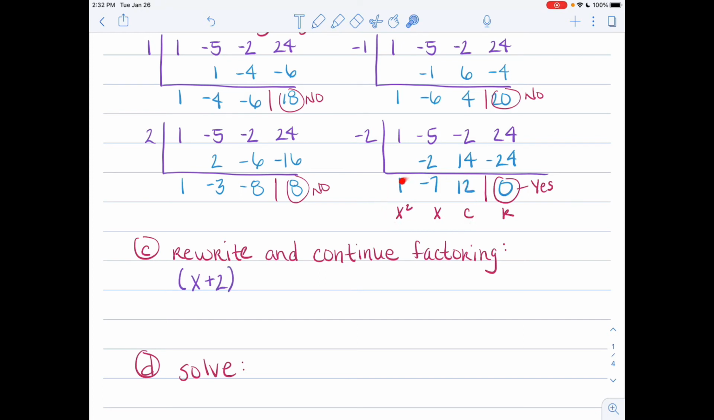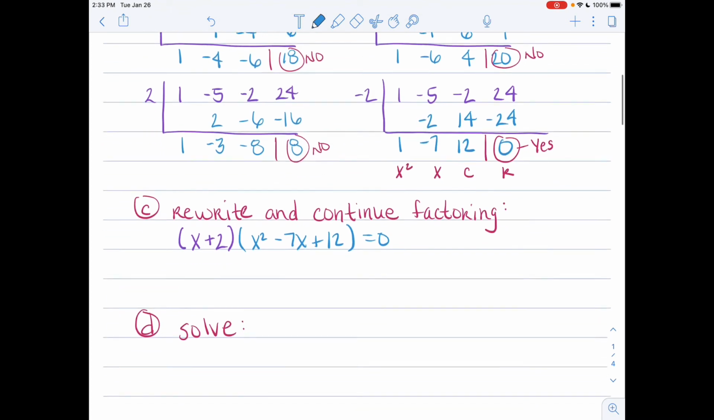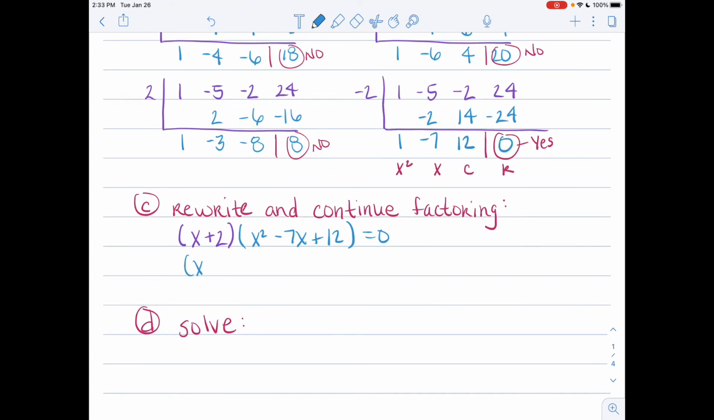Let's rewrite the polynomial by recombining coefficients with their variables. So I'm going to have x squared minus 7x plus 12, and we know that we equal 0 because we're going to be solving eventually. X plus 2 is a linear factor, and we already talked about the fact that we cannot factor it any further, but we have 3 terms, including an x squared in our other polynomial. So let's check that one and see what we can do with it.